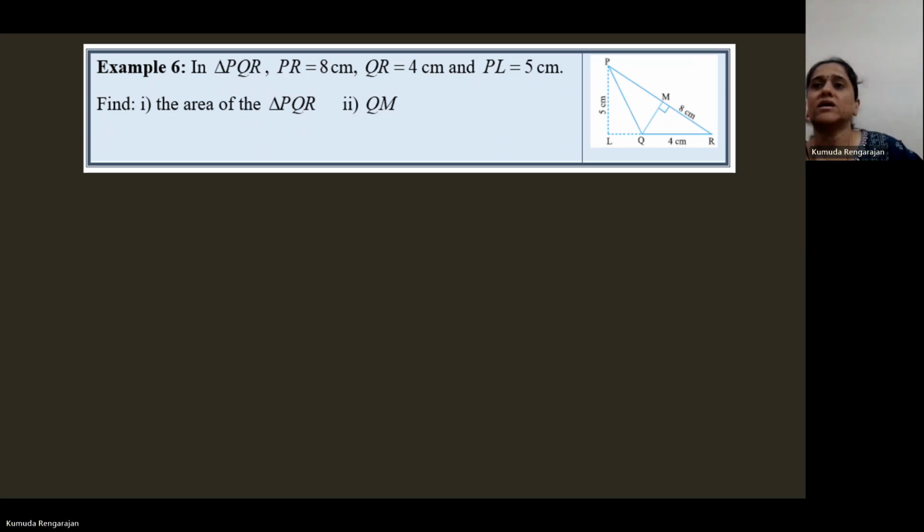Okay. Name the sides of this triangle. PQ. Name the three sides of this triangle. Sides are line segments. How do you name a line segment? Using two capital letters. PQ, RQ. QM is not a side of the triangle.